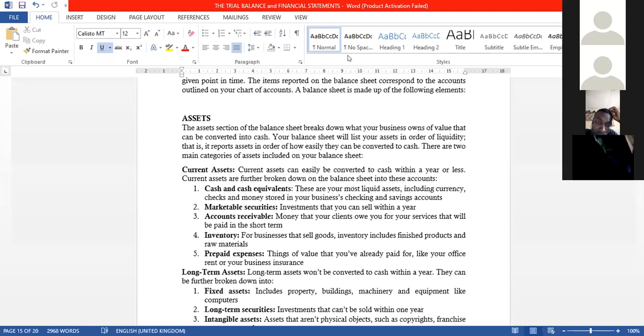Next, we have what we call inventory. Inventory is what we call stock. In other words, inventory is stock. And then we also have what we call prepaid expenses. I want to simply say that these are expenses that are already paid for.